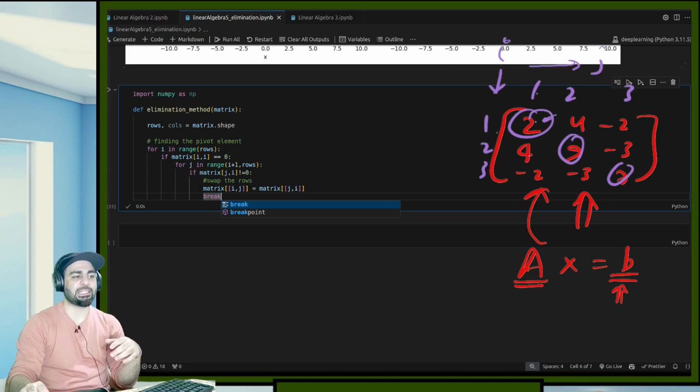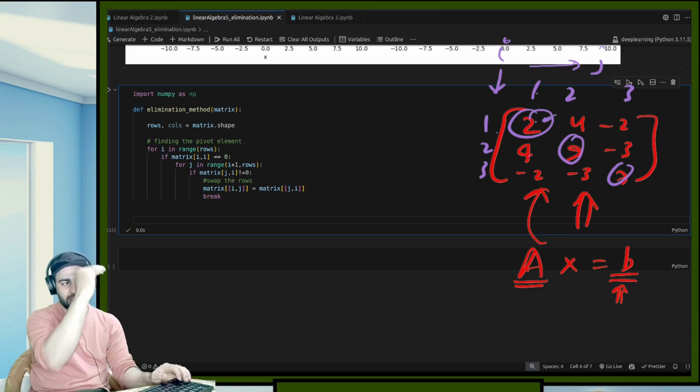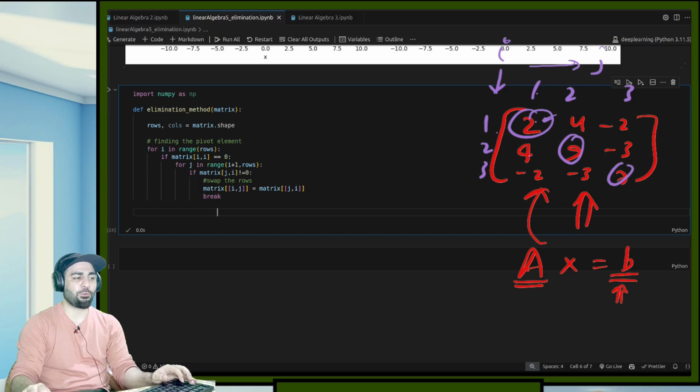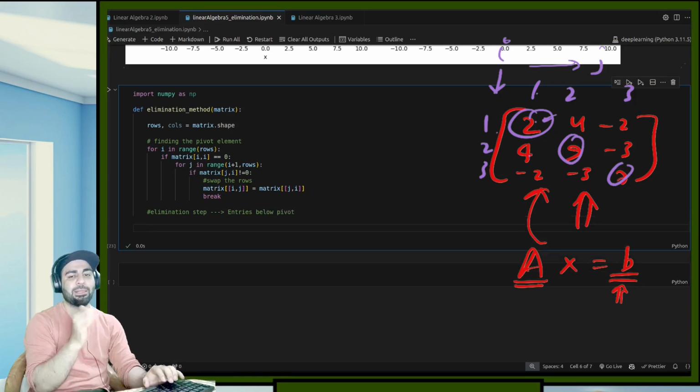Then the second thing is you have to knock off these values. You have to eliminate now. Once you have this, you are in the rows. That's why I'm making sure that this for loop, I'll write one more for loop over here. So this is one thing, and the second thing is the elimination step. What you have to eliminate is whatever entries are below the pivot element. You have to make them 0. So how to make them 0?